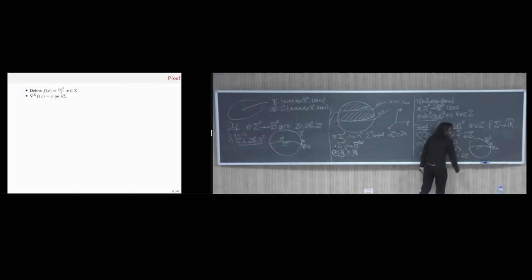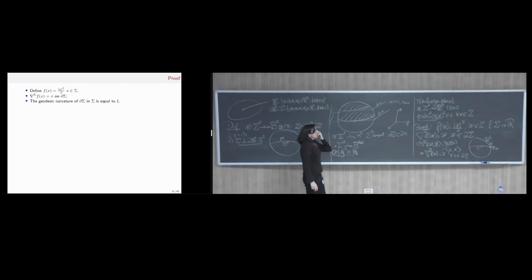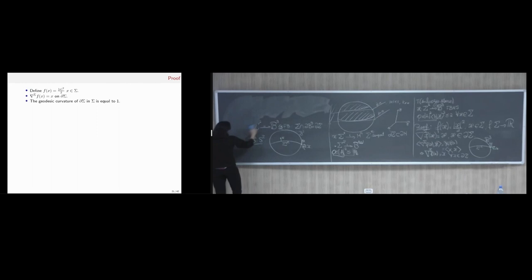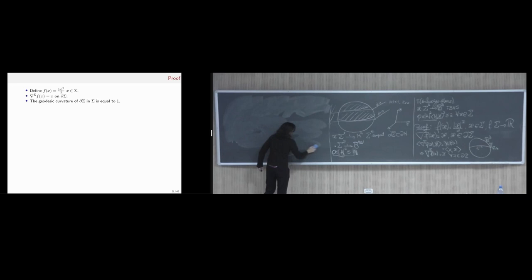Next, you can prove that the geodesic curvature on the boundary is equal to 1. This is important. I prove that especially because I think there are some students here, and I think it's important to prove something for students. Of course, my research colleagues know all this.